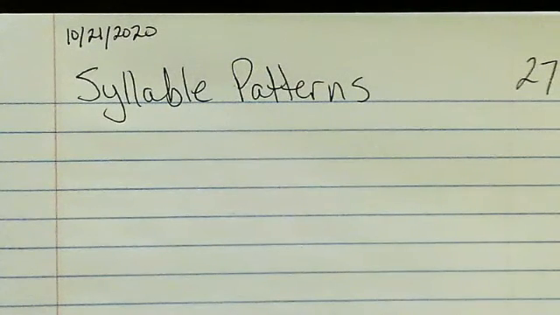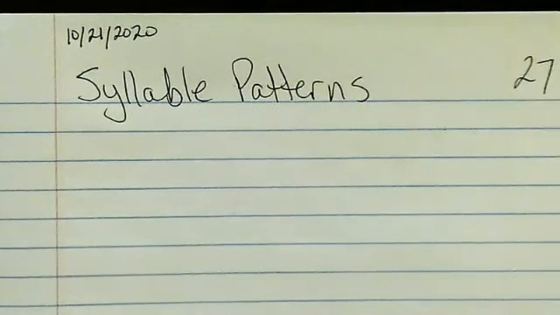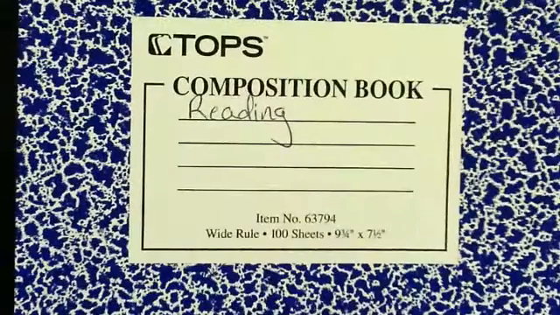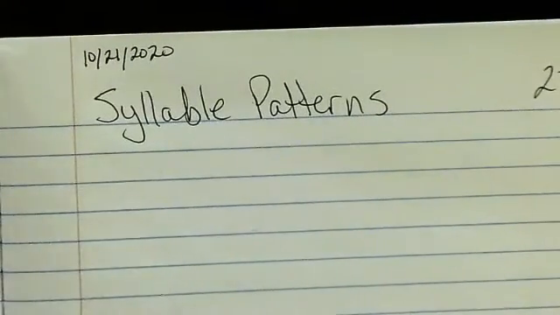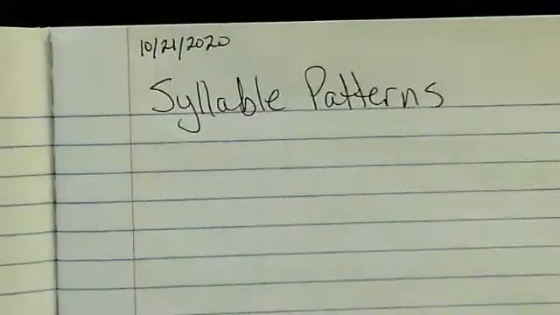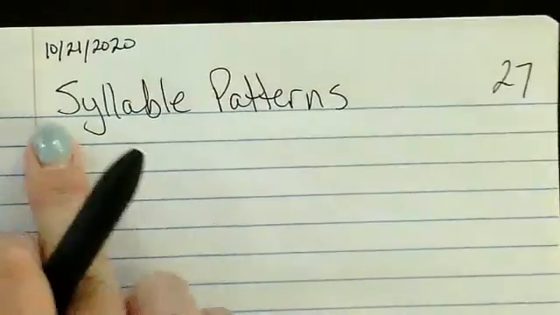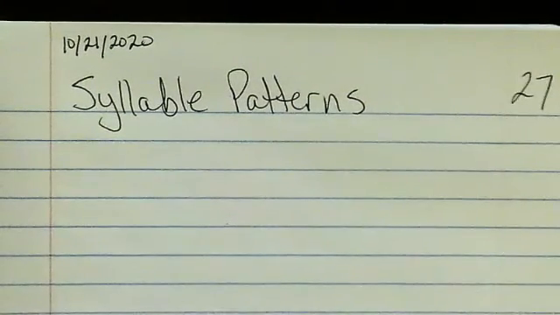Okay, for our phonics lesson today, we're still working with open and closed syllables, but today we're going to look at a specific syllable pattern. Pardon me. I want you to start by taking your reading journal and opening it up to the next page. I have my "what are supporting details" on page 25, and then 26 is blank, and on 27, write the title Syllable Patterns. Syllable Patterns. I'm going to show you the lesson in my journal.